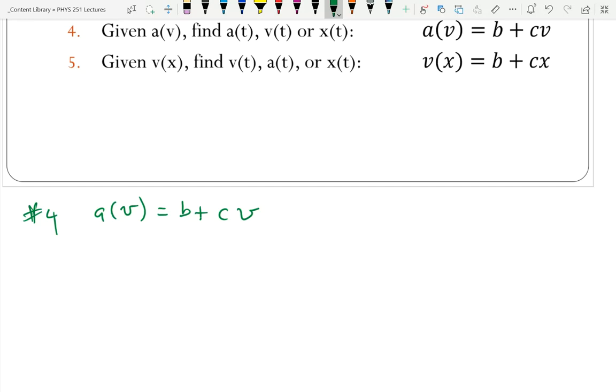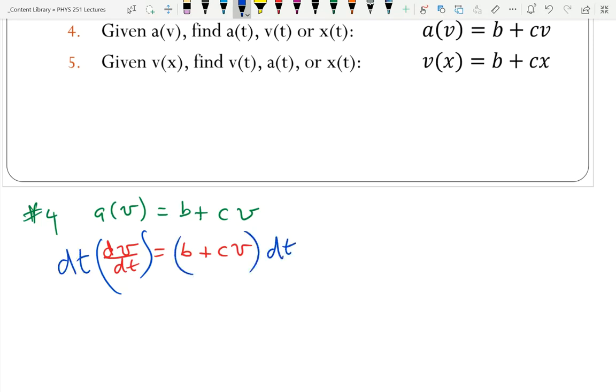So what was the first step we did last time? We changed a to dv/dt. And so that's the same thing I do here. I don't change the definitions of acceleration. And now what's the second step? Separation of variables. So what I did before was I just multiplied both sides by dt.